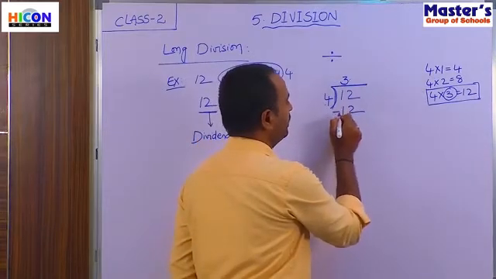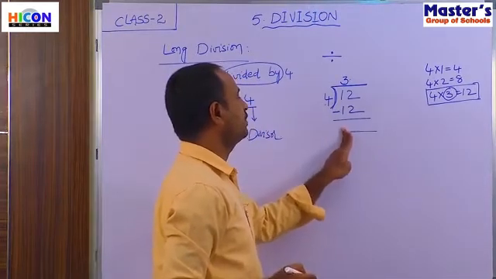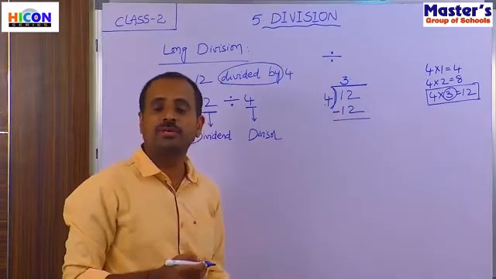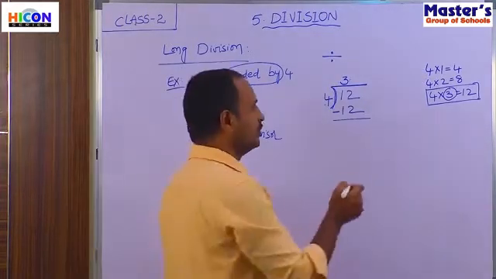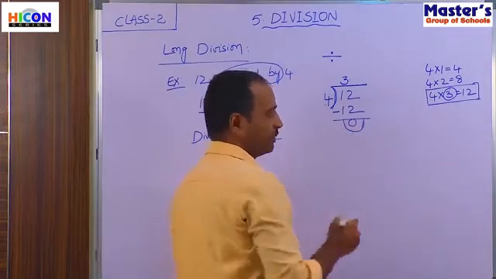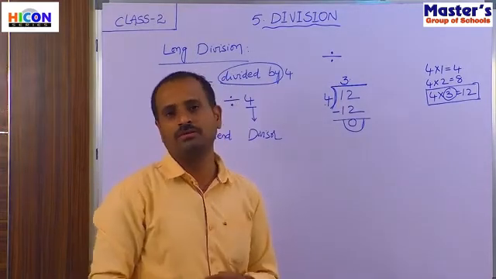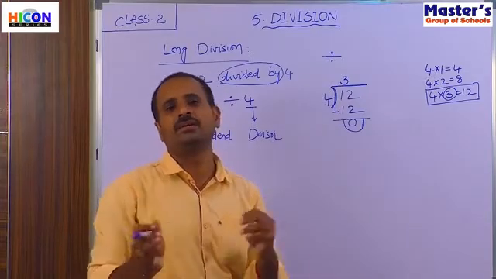And now subtract. So children, if you subtract, what will you get? 12 minus 12. If you subtract any number from the same number, you will get 0. So that's why we have to continue the division until we get 0. Here we have finally got 0. That means the division is completed.